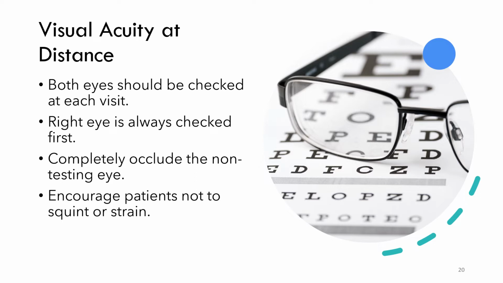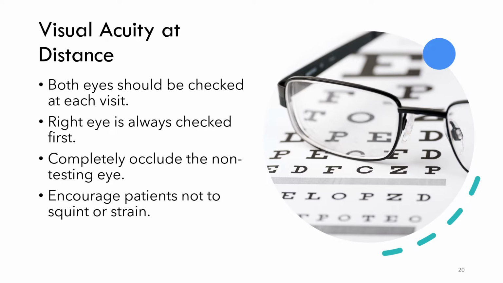Visual acuity at a distance should be checked on both eyes of all patients at each visit. Visual acuity should be checked both with and without correction at the patient's initial visit to determine a baseline, and then afterwards the patient may wear their habitual correction as applicable.